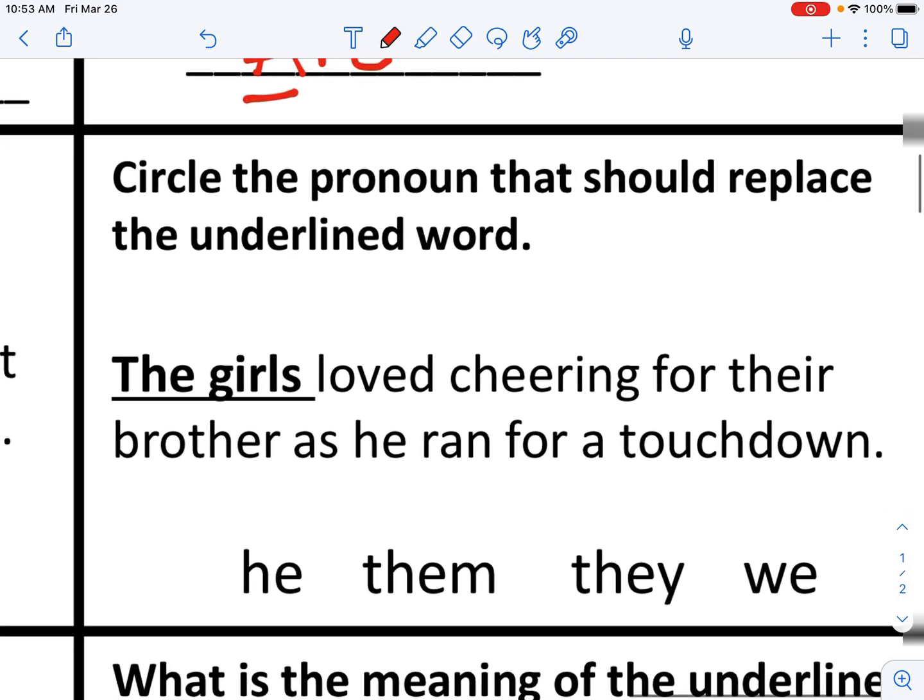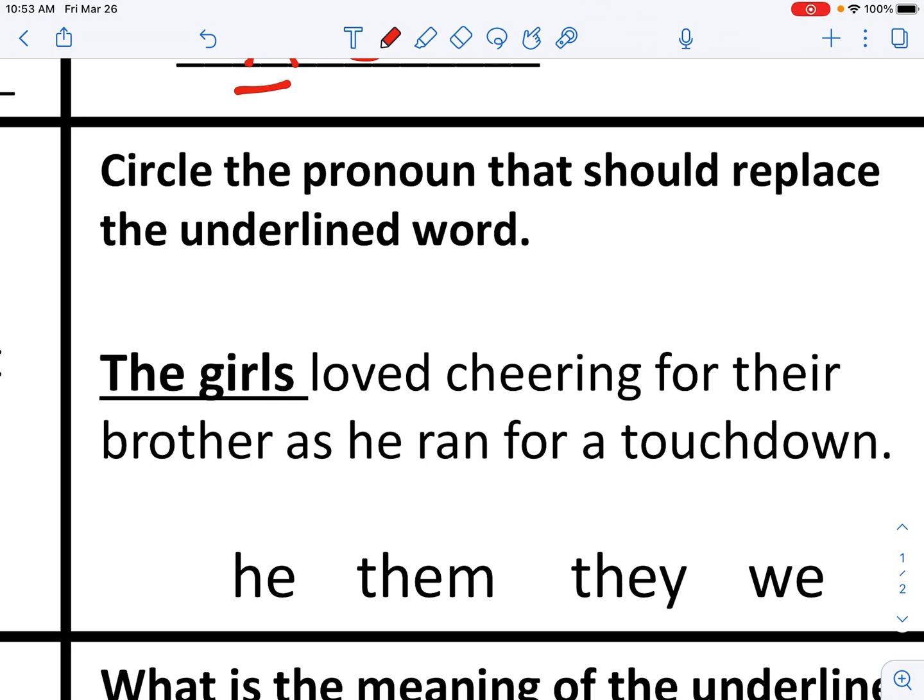Circle the pronoun that should replace the underlined word. The girls loved cheering for their brother as he ran for a touchdown. He loved cheering. Is he the same as the girls? No. Them loved cheering. Well, that's plural, but that doesn't make sense. They loved cheering for their brother. Yes. We loved cheering. Well, we and the girls are different things. It doesn't say you're one of them. So it should be they, and it should really be capitalized.